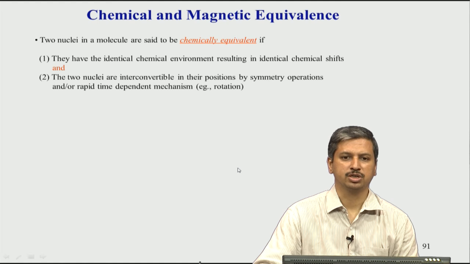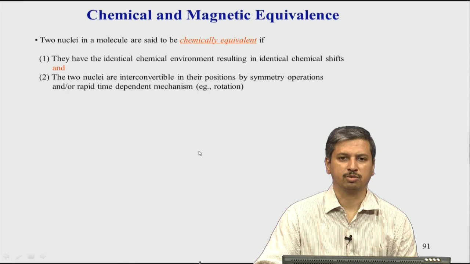Many times, two hydrogen atoms will have the same chemical shift. Why do they have the same chemical shift? The reason is that they have identical chemical environment around them. Remember, chemical environment means electron density. So, if two hydrogen atoms have such an electron density that the shielding factors are the same for both of them, then the chemical shift also will be the same for both of them.